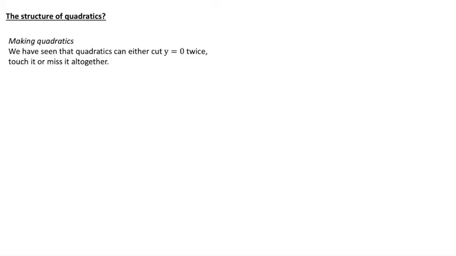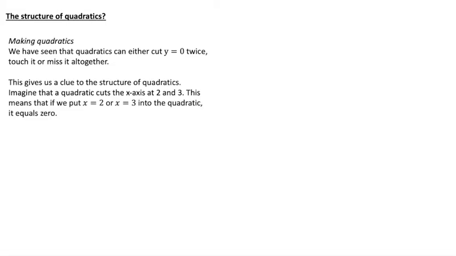So we've just seen that quadratics can either cut y equals 0 twice, just touch it, or miss it altogether. And this can give us a clue to the structure of quadratics. Imagine that a quadratic cuts the x-axis at 2 and 3. And what that means is if we put x equals 2 or x equals 3 into the quadratic function, then it will equal 0.